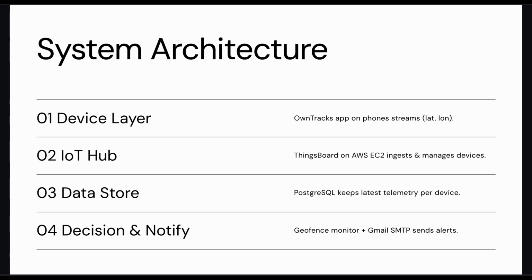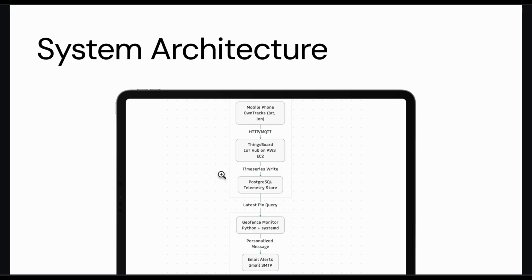Here's the high level architecture. There's the device layer, the OwnTracks app on each phone that sends latitude and longitude. Then the IoT hub: ThingsBoard on AWS EC2 ingests and manages devices. And then there's the data store, PostgreSQL, which keeps the latest telemetry per device. And there's decision and notify: our geofence monitor checks the boundary and emails the right person. You can have a look at the image which explains the whole system architecture.